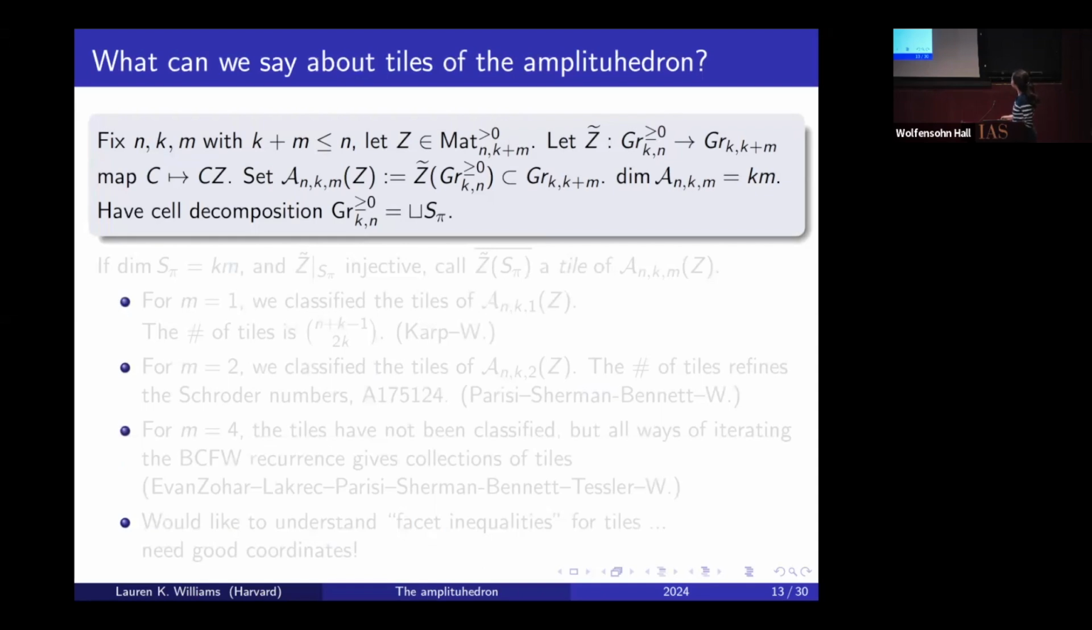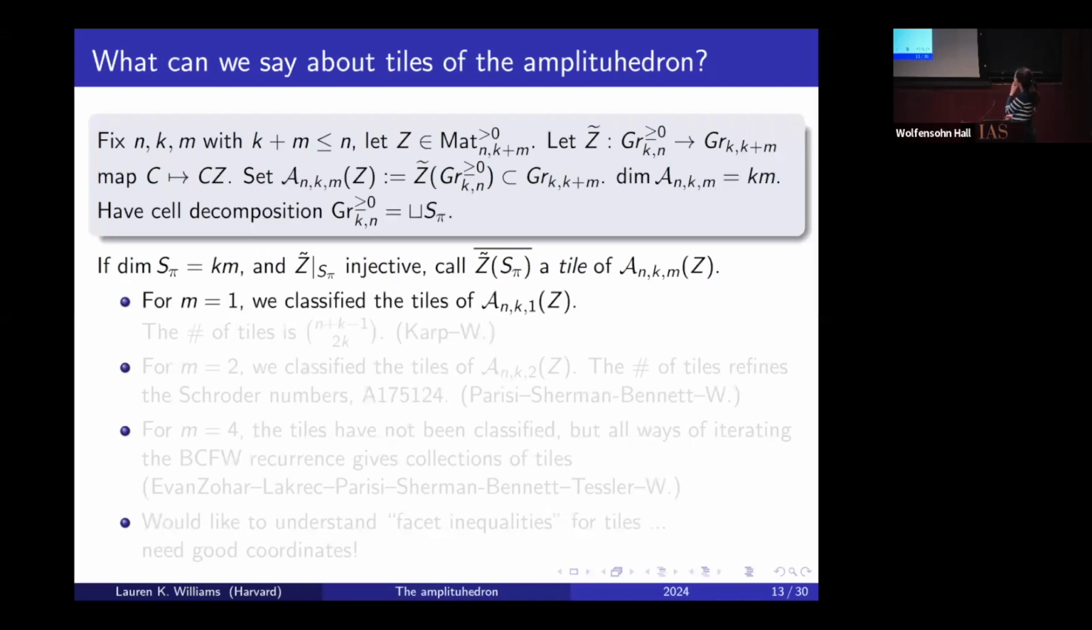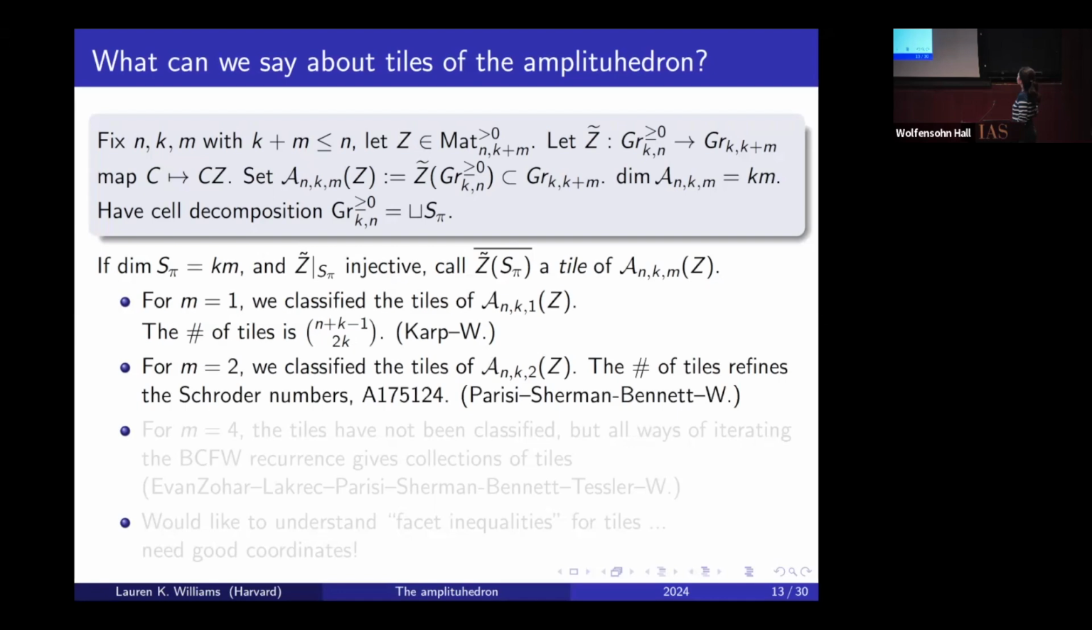Okay. So what can we say about tiles? For m equals 1, we classified them. The total number is n plus k minus 1 choose 2k. For m equals 2, we also classified the tiles. So we're classifying all of the 2k-dimensional cells which map injectively. And that number of tiles is also a nice combinatorial number. It's this sequence in Sloane, and it's a refinement of the Schröder numbers.